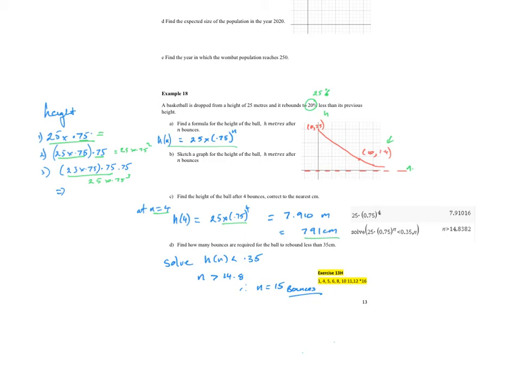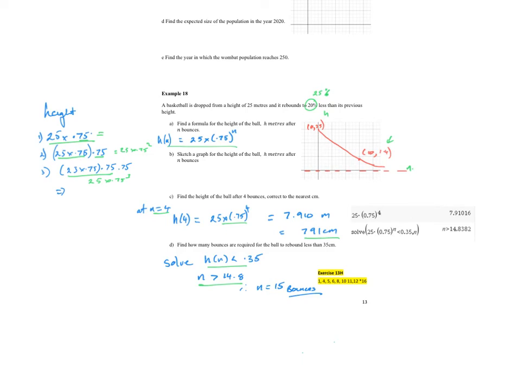All right. Find out how many bounces are required for the ball to rebound at less than 35 centimeters, which is 0.35. So I want to solve where h of n is less than 0.35, or where it's first equal to 0.35 in reality. And what we're saying is that it first becomes less than 35 centimeters after 14.8 bounces.